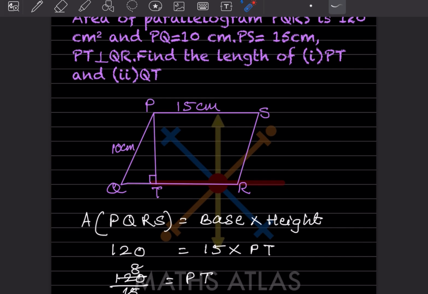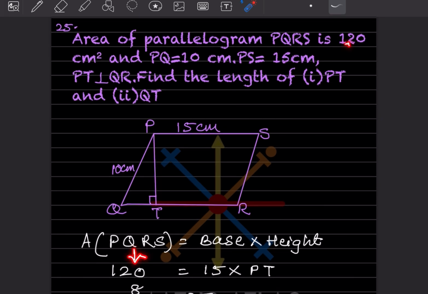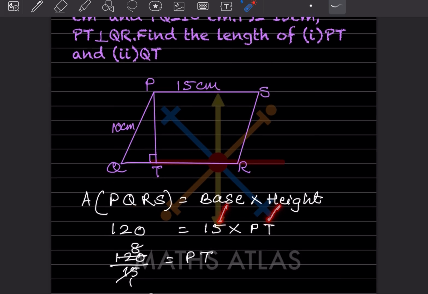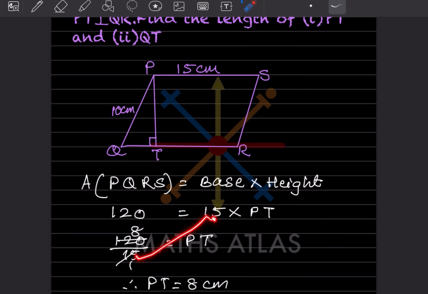So now we will do one thing. This is 15, so this QR also should be 15. PT is perpendicular to QR. So the area of parallelogram PQRS will be base into height. Base is QR and this is the height. PQRS is given as 120, so below this we write 120. Base is 15 and the height we don't know, that is PT. If we take this 15 on this side, it gets divided, so 15 eights are 120, so PT is 8 centimeter.